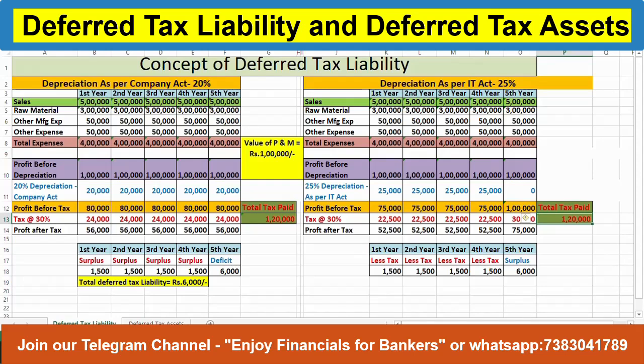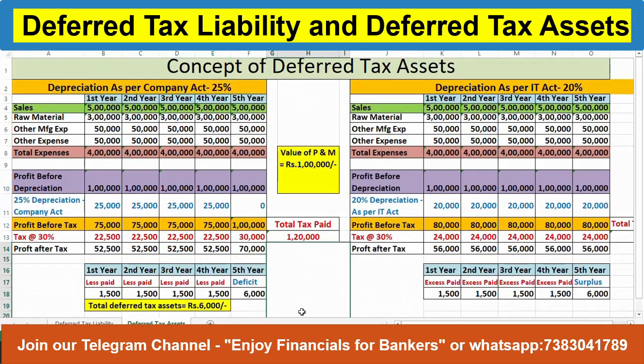Now, friends, what is deferred tax asset? The deferred tax asset plays just the opposite role of deferred tax liability. So, as per the Income Tax Act, the depreciation is 20%, and as per the company, depreciation is 25%. Because of that, in the 4 years the company has debited 24,000, whereas the company has paid how much? 1,500 the company has paid.